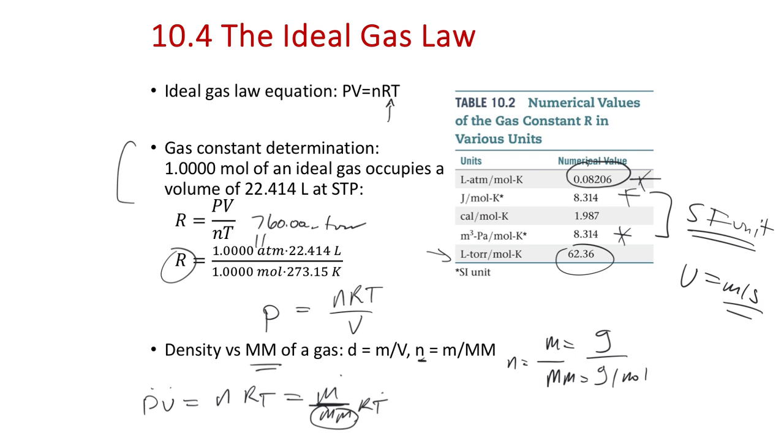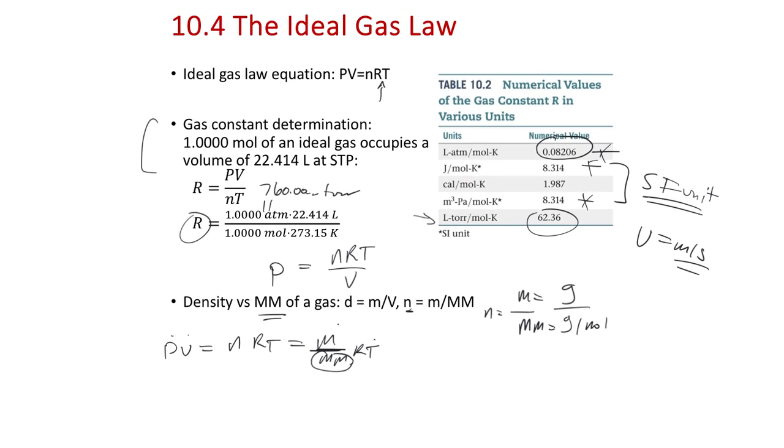We can also rearrange the equation to relate densities. If I have the equation PV equals m over molar mass times RT, and I want to solve for density, density is mass over volume. So if I want to relate the mass over volume, then I can divide both sides by volume. So I can write pressure times molar mass.